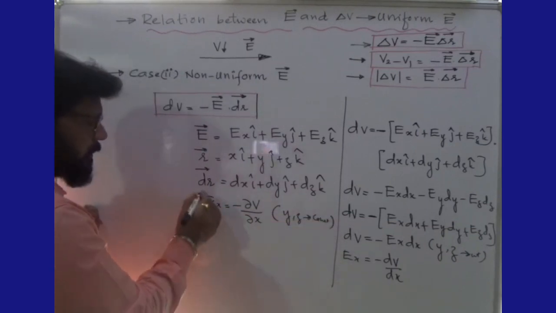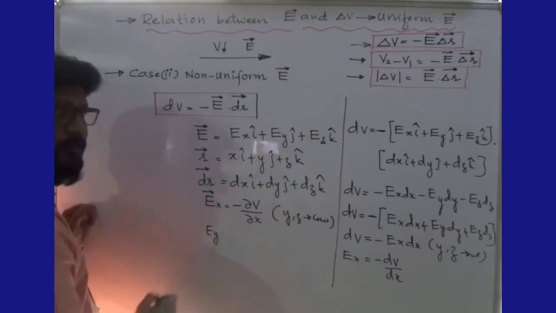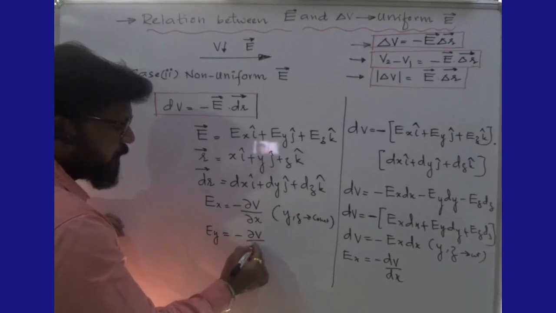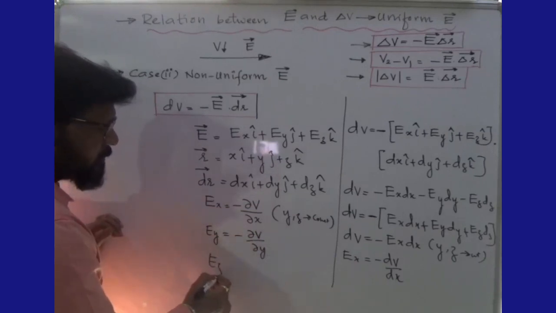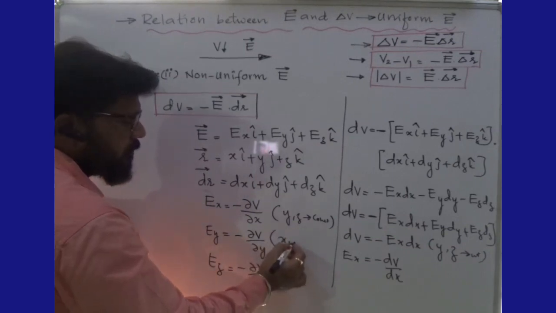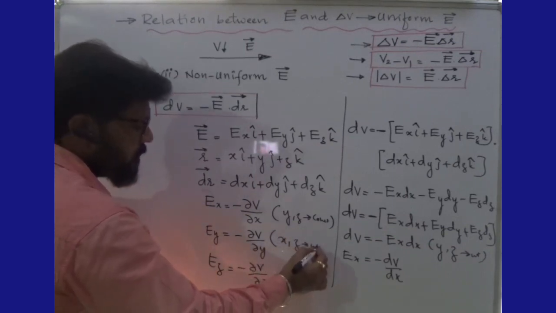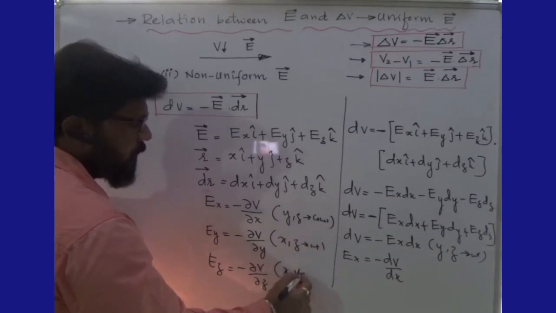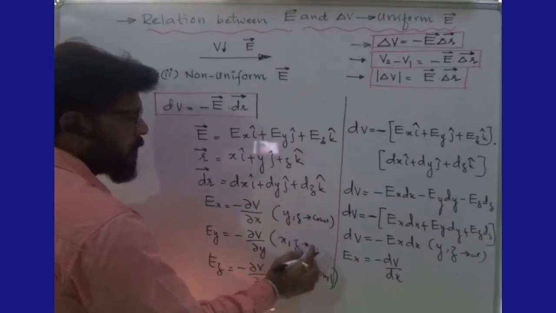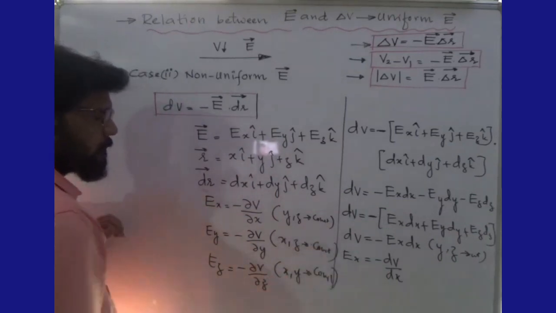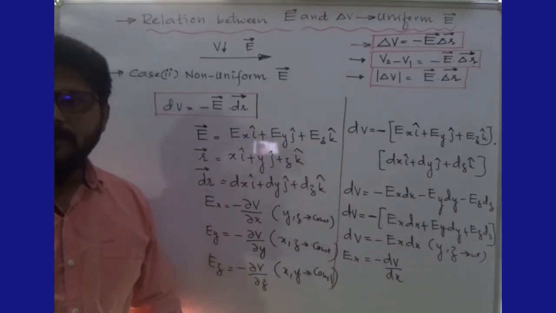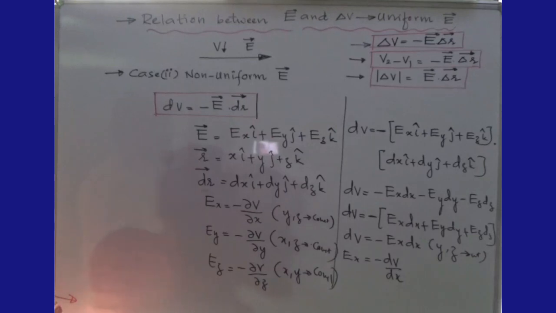If I take Ey, what should I write? Ey is equal to minus dou V by dou y. If I take Ez, I can write minus dou V by dou z. Here x comma z are constants. Here, if I take it, x comma y are constants. So these are nothing but constants: minus dou V by dou x, minus dou V by dou y, minus dou V by dou z. Hope it is clear till this point.